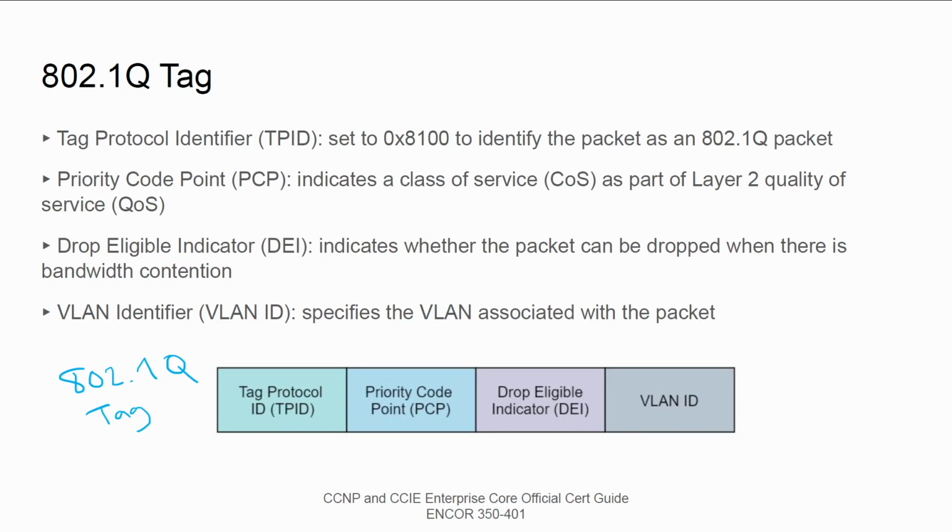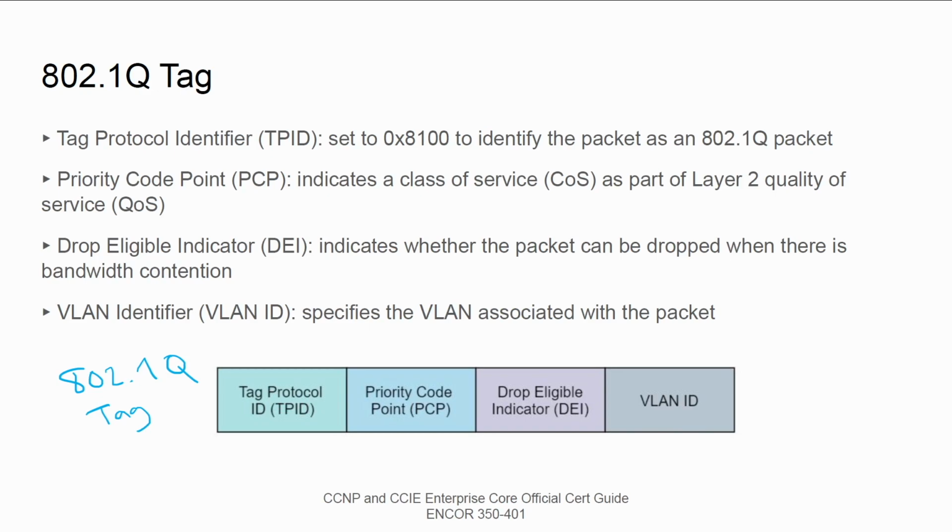Then next is the drop eligible indicator field, also shortened as DEI, and it indicates whether the packet can be dropped when there is bandwidth contention. I suppose this field kind of goes hand in hand with QoS. To be honest, I'm not very familiar with all the details, but I would imagine the idea is that if this field is set, it means that the packet can be dropped in case there's not enough bandwidth to forward the packet. So I guess lower preference packets would have this field set.